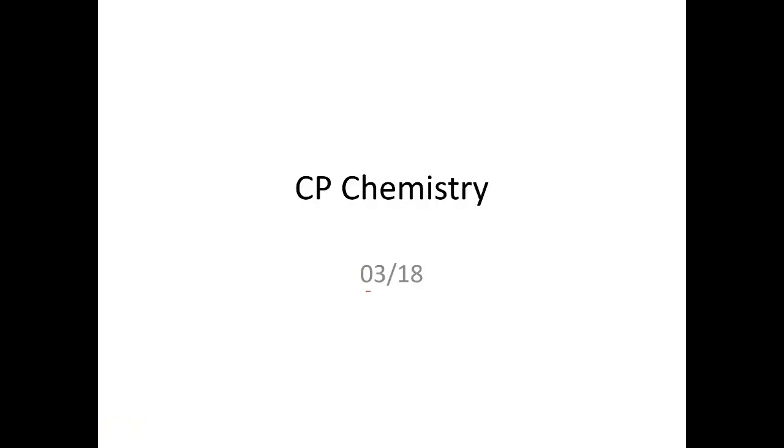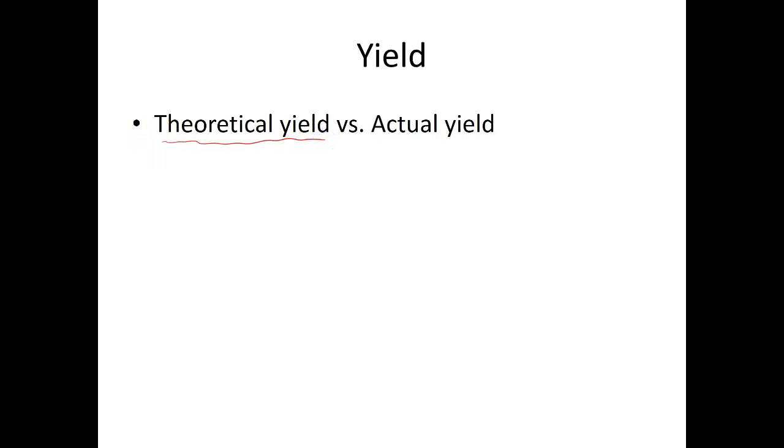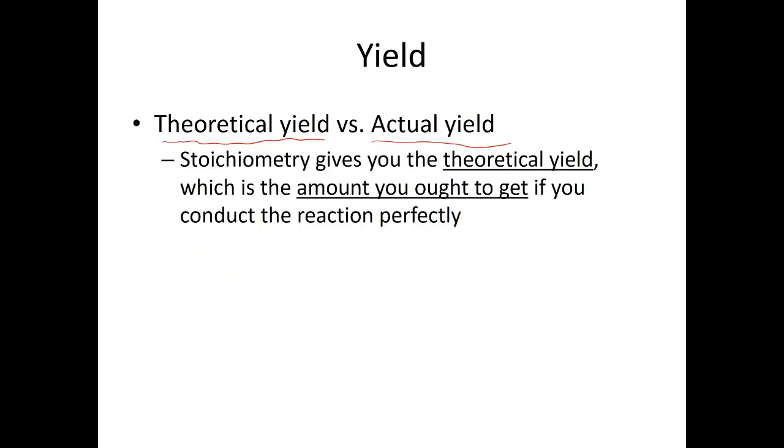Okay, guys. Today, March 18th, will be our final major lesson in our unit on stoichiometry. What we're going to talk about is yield and how to calculate a percent yield. When we do chemistry, there's what we call the theoretical yield, and then, of course, there's our actual yield that we get as a result of an actual experiment.